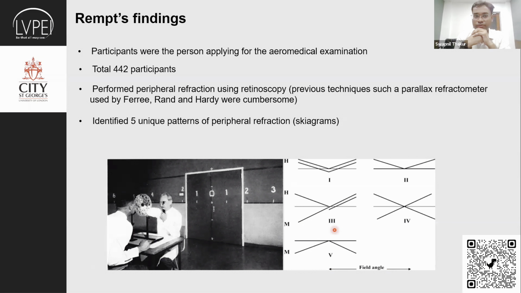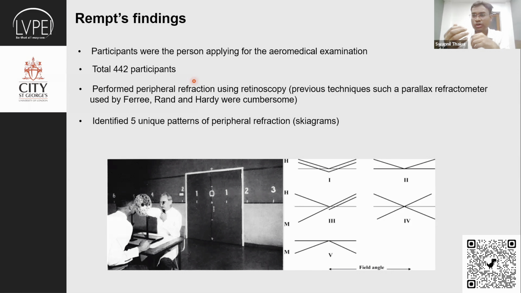So what were the findings of Rempt? He recruited 442 participants. Those participants were people applying for the aeromedical exam, and they performed peripheral refraction using retinoscopy. Before this study, there were other scientists such as Ferree, Rand, and Hardy, who also tried to evaluate peripheral refraction, but the instrument they used, a parallax refractometer, was very cumbersome to use.